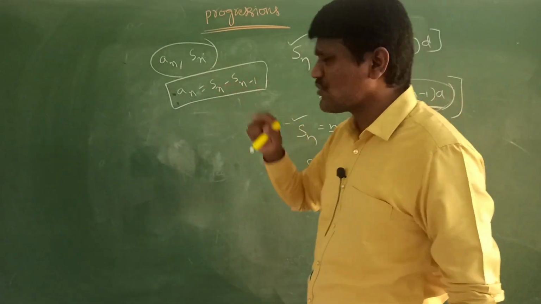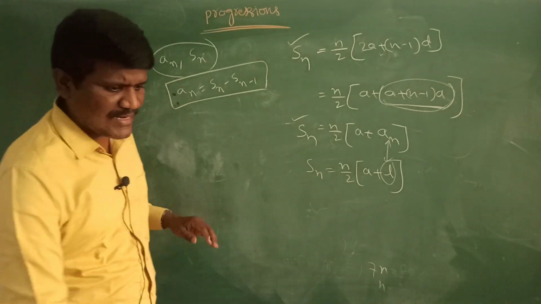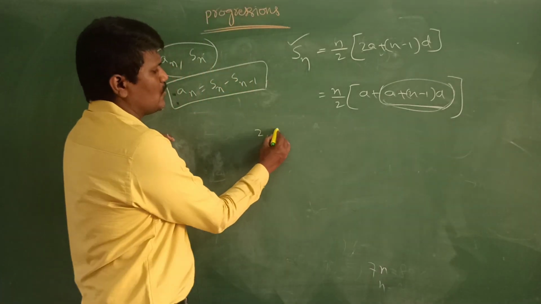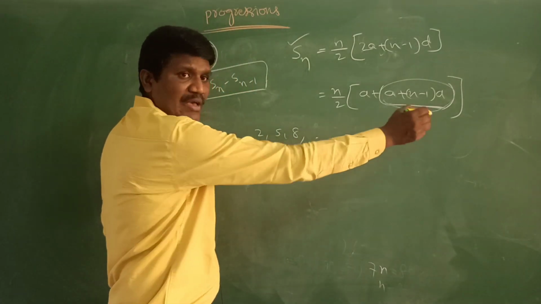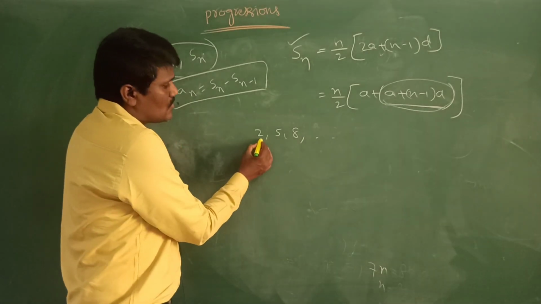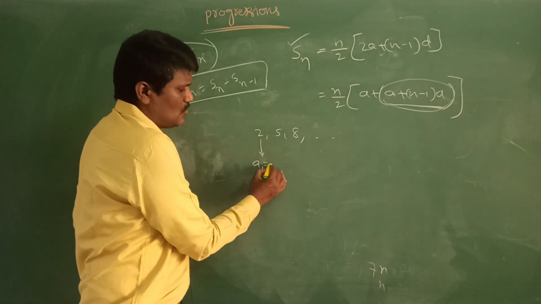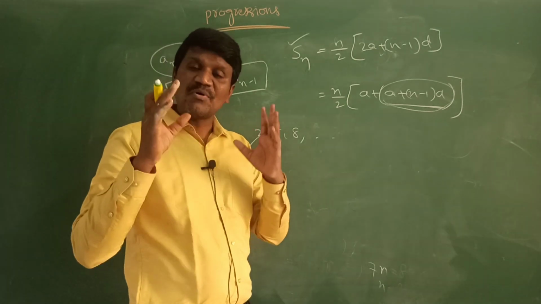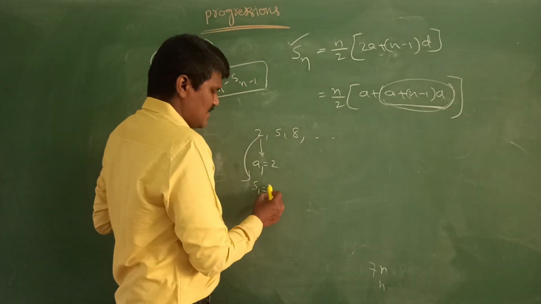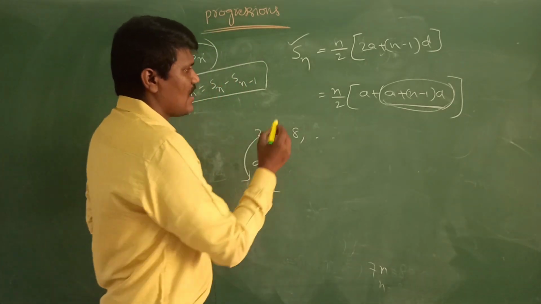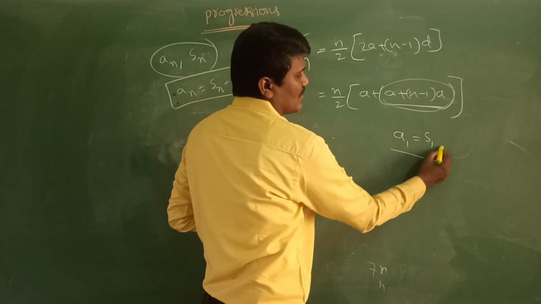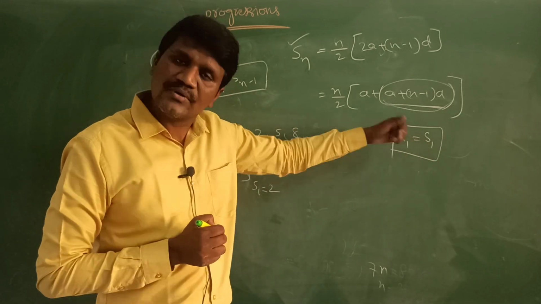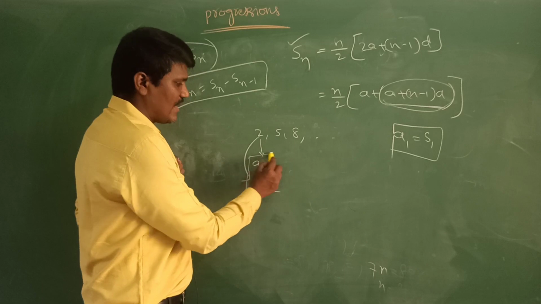So let's see what this formula actually is. Suppose I have a series like this, say 2, 5, 8. What is a1 here? a1 is 2. What is S1 here? S1 is nothing but the sum of the first term, the sum of only one term, which is 2 only. So the important point is that a1 is equal to S1. The sum of the first term is equal to the first term. Right? This is the important one: a1 is equal to S1.